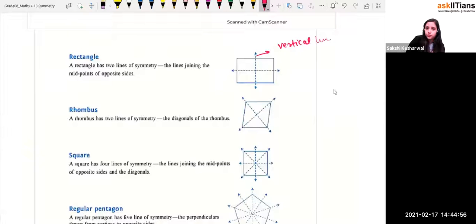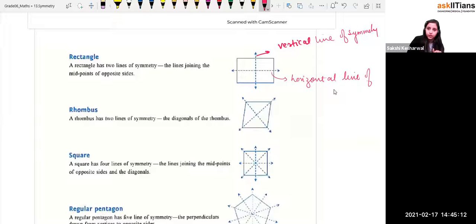Vertical line of symmetry, right? And the horizontal line of symmetry. It does not have a diagonal symmetry, right? So this is what, beta, only horizontal. This is what, horizontal line of symmetry, right?